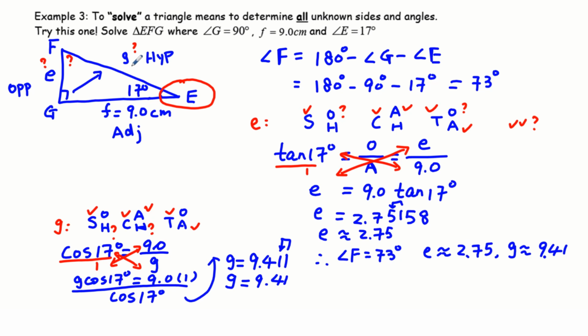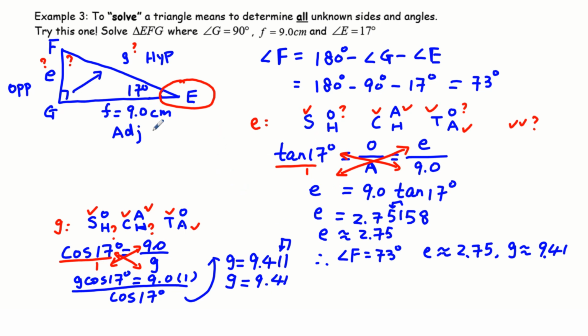G is the longer side, it should be 9.41. And 17 degrees is opposite this side, 2.75, the smallest side, and this one, 73 degrees, is opposite 9.0. So the smallest angle corresponds to the shortest side, and the largest angle corresponds to the longest side. So this is how we use all the trig ratios.